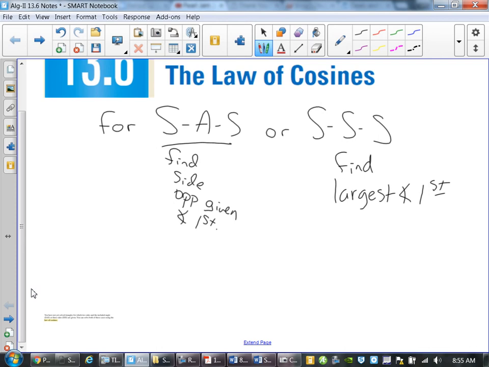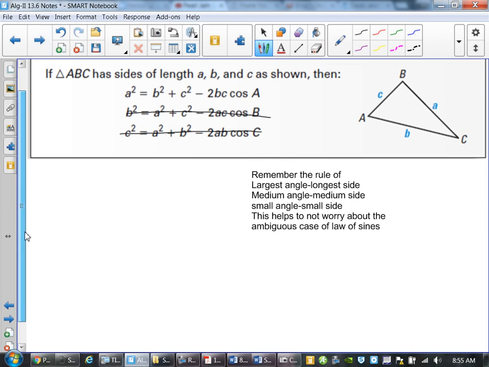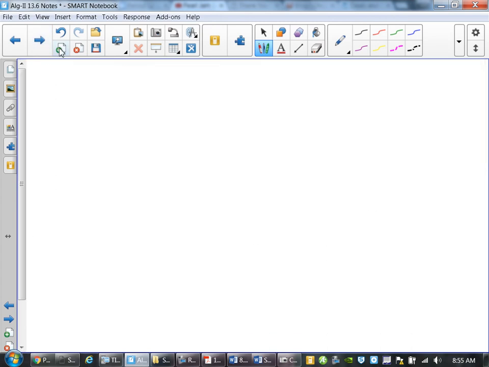Now, what it looks like. These are three different scenarios. What I want you to worry about is that the given angle is going to be your A. The side opposite is your little a. Everything else is just the other sides. So think of it this way.